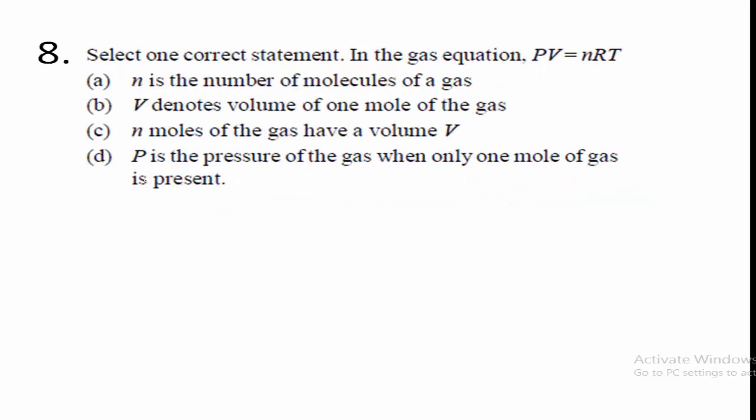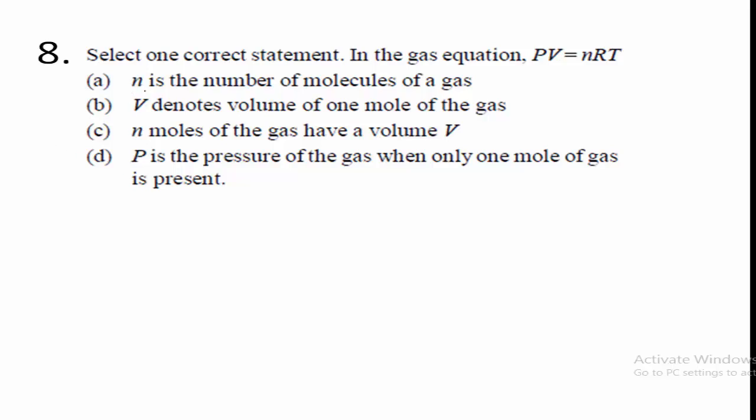Eighth one, select one correct statement in gas equation PV is equal to nRT. Option A, n is the number of molecules of a gas. Option B, V denotes volume of 1 mole of the gas. Option C, n moles of the gas have a volume V. Option D, P is the pressure of the gas when only 1 mole of gas is present.